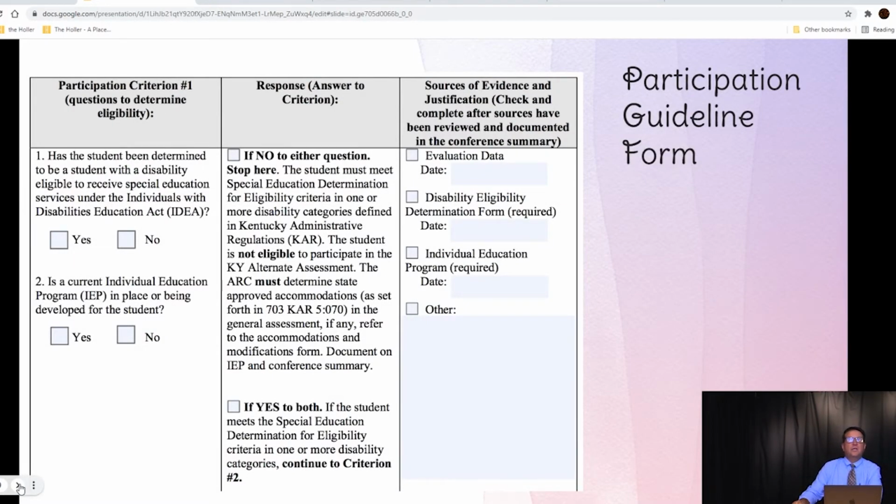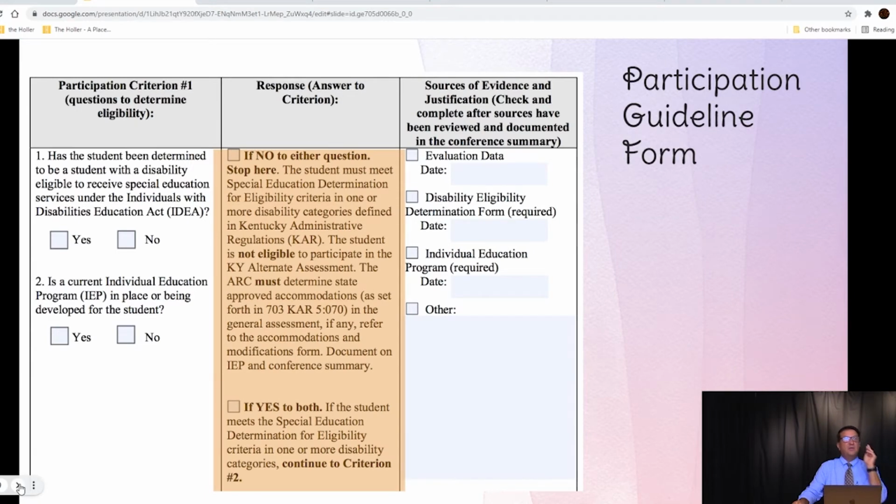So when we look at the participation guideline, we see also in this column here, this is what it says: has the student been determined to be a student with a disability? This is participation guideline number 1. Is the student eligible? And we answer yes. If we answer yes, then we're looking, is there a current IEP in place? We have to answer yes there. And so then we would say if no to any of these questions, then we have to determine that the student would not be eligible for participation in alternate assessment.